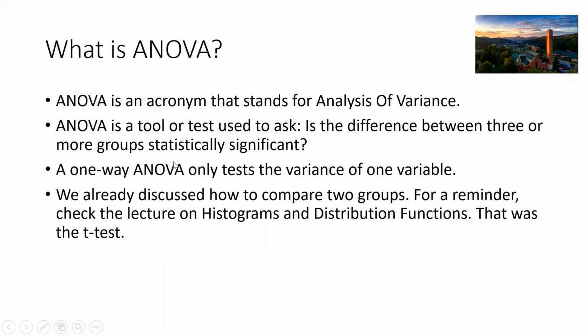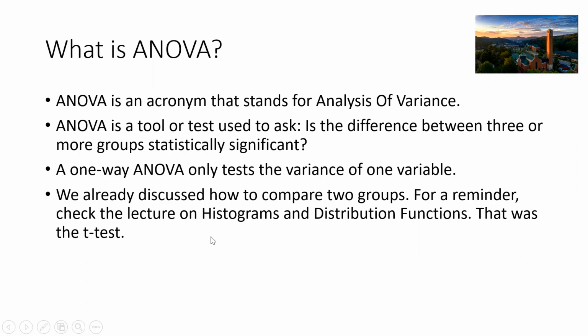A one-way ANOVA only tests the variance of one variable. And so what we're doing with one-way ANOVA is asking the question, is the mean the same for these different groups, for these different histograms? Do they have the same mean or not within their histogram ranges?